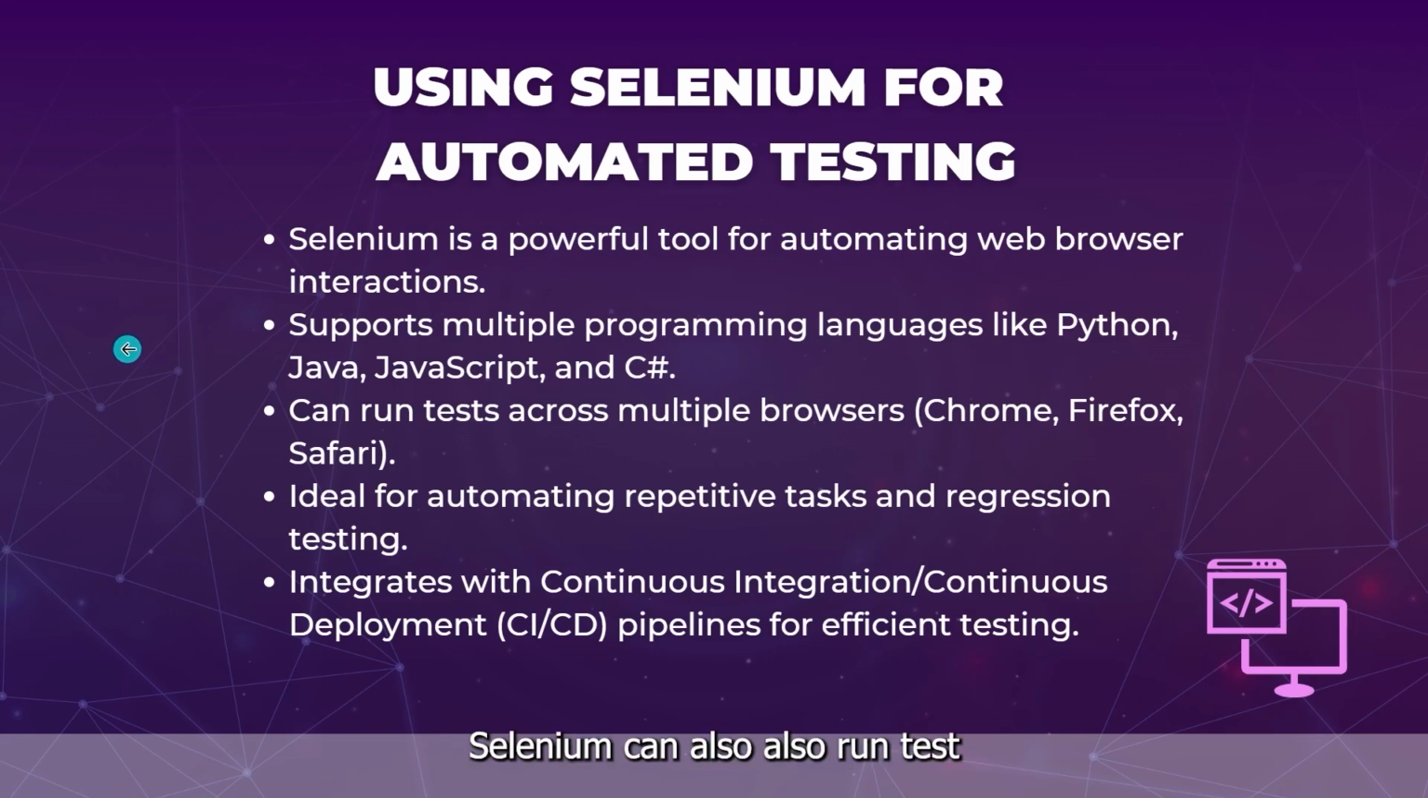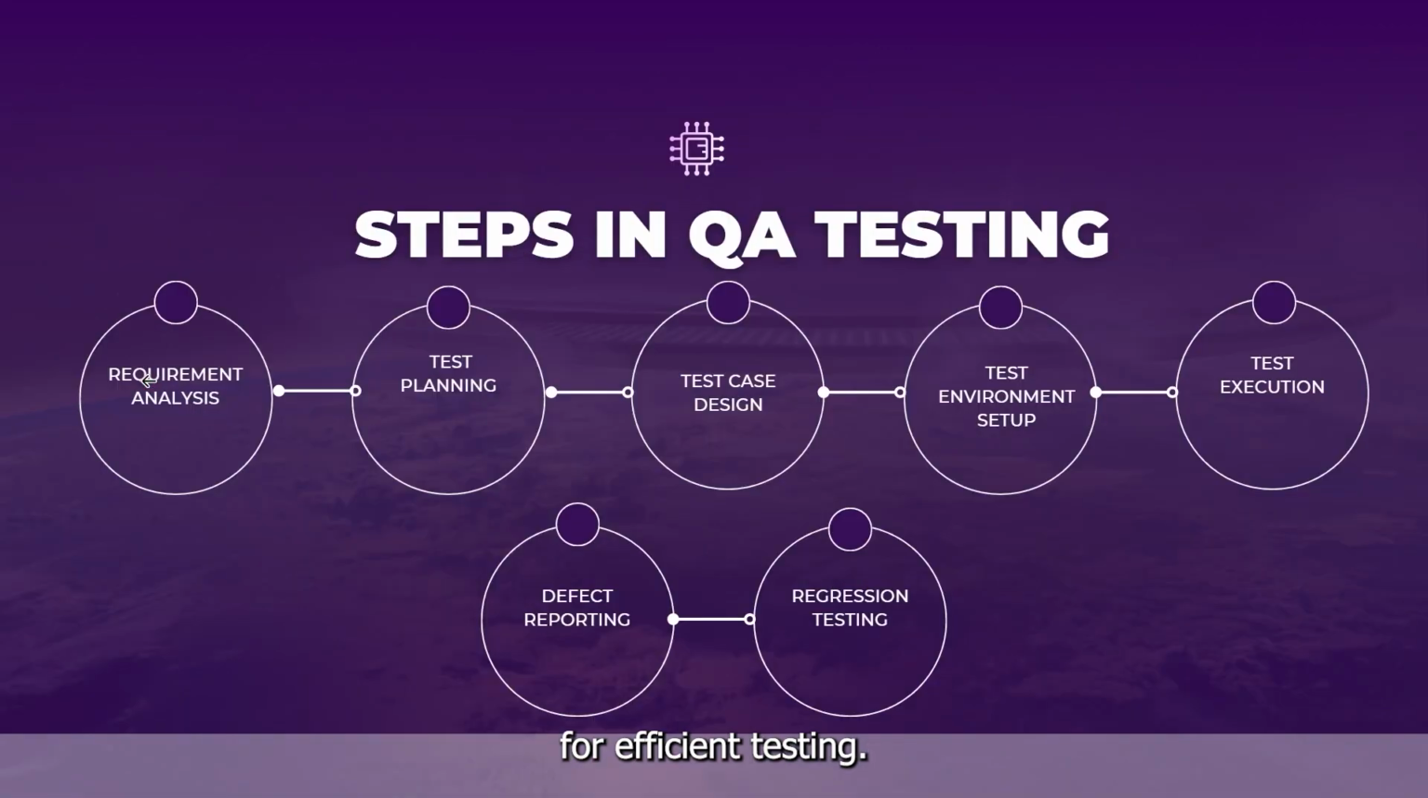Selenium can also run tests across multiple browsers, mostly Chromium or Chrome-based browsers like Chrome, Firefox, and Safari. This kind of test is also ideal for repetitive tasks and regression testing. It also integrates with CI/CD pipelines for efficient testing. Now let's go ahead and identify the steps in performing quality assurance testing or web testing in general.